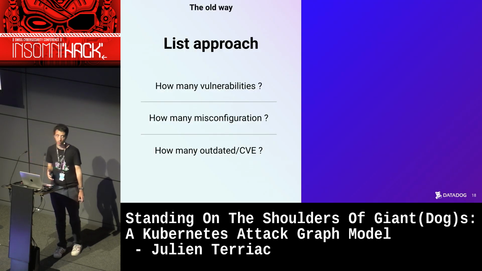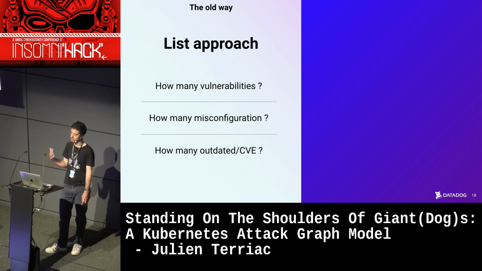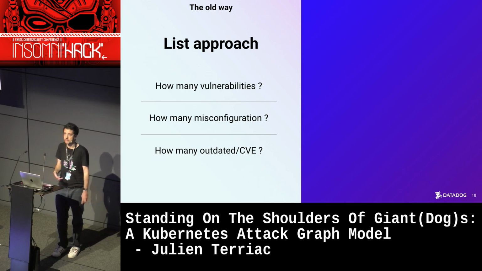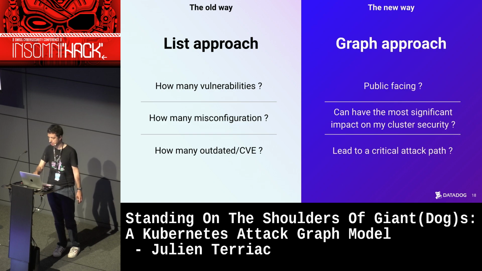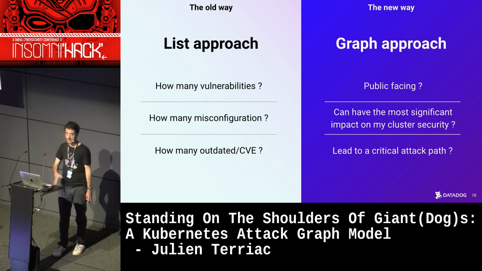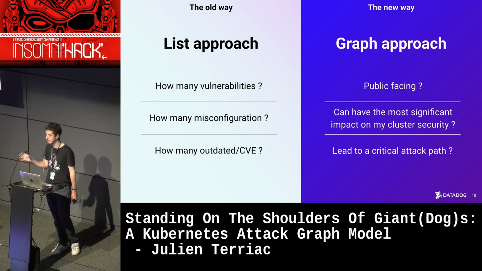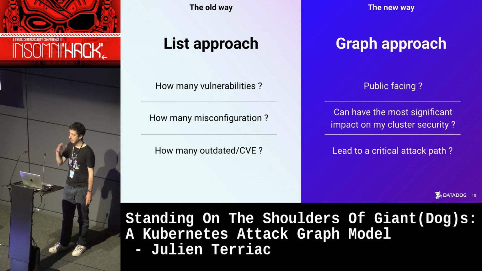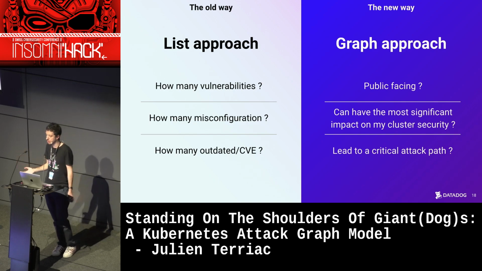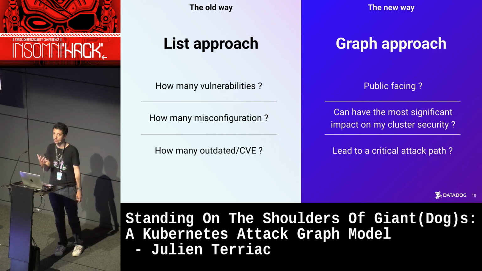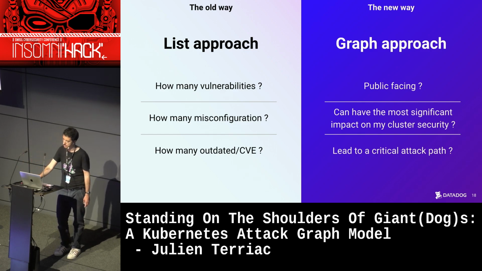The old way used to be asking how many vulnerabilities you have in your cluster, how many misconfigurations, how many CVEs. That's the basic question we often ask to get KPIs around those. But the new way is more like: from them, how many are public facing? Which ones have the most impact if I want to patch some of them? Where is the priority, and which one can lead to a critical attack path? I will come back later to what this critical attack path thing really means.